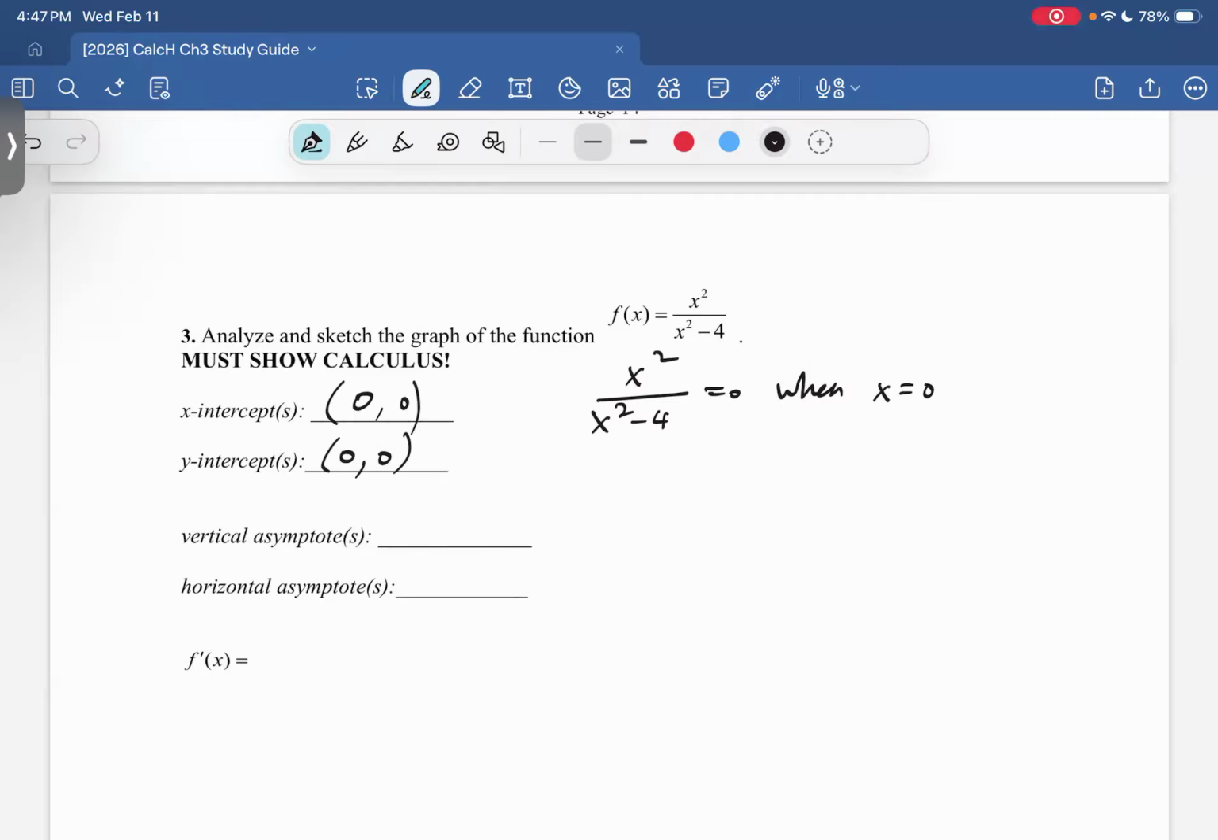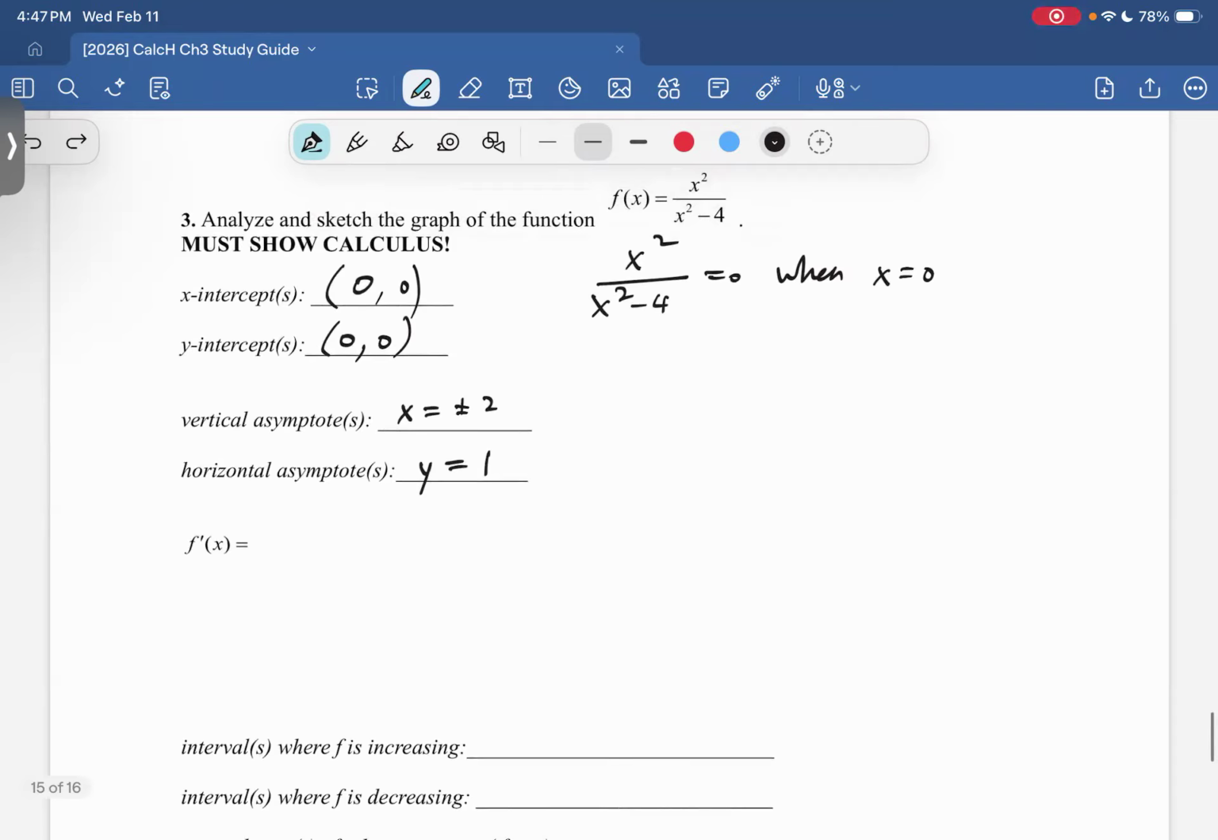What are the vertical asymptotes? That's when the denominator equals 0. So it's going to be x equals plus or minus 2. What is the horizontal asymptote? That is going to be y equals 1. That's because the degree of the numerator and denominator are the same, and so we just divide their leading coefficients, which gives us 1 over 1.